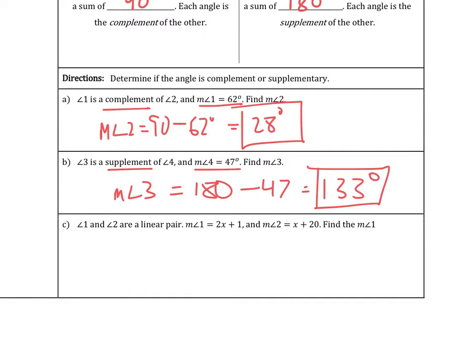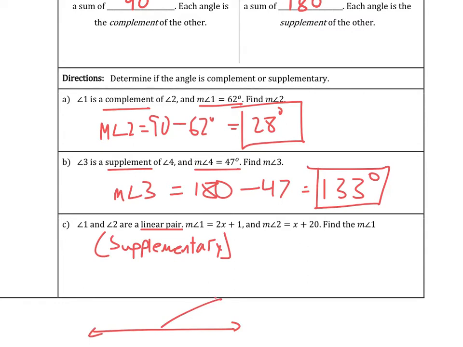Now, here's something that actually kind of jumped ahead. It says linear pair. A linear pair means, and we'll find this out in a few minutes, they are supplementary. Turns out that linear pairs are supplementary angles. In a moment, we'll just talk about linear pairs being two angles that make a straight line. These two angles here are a linear pair. They are supplementary.